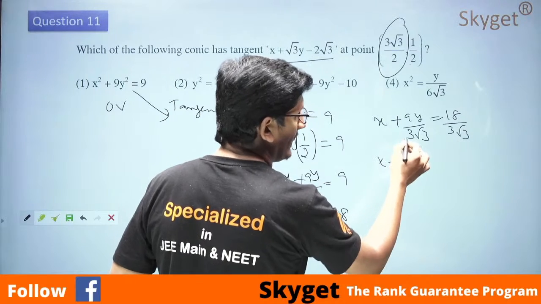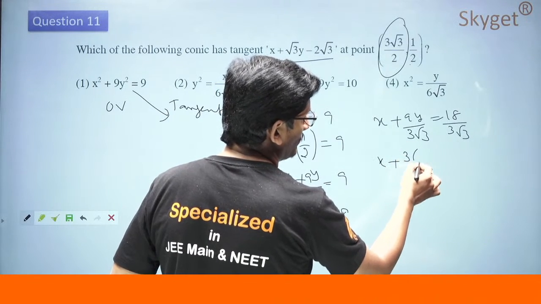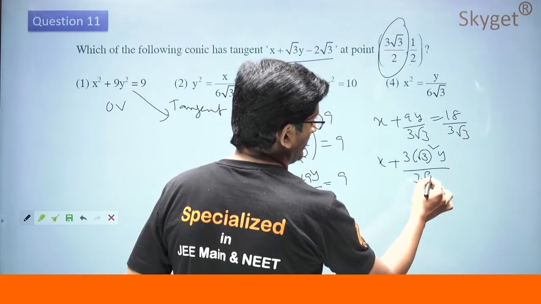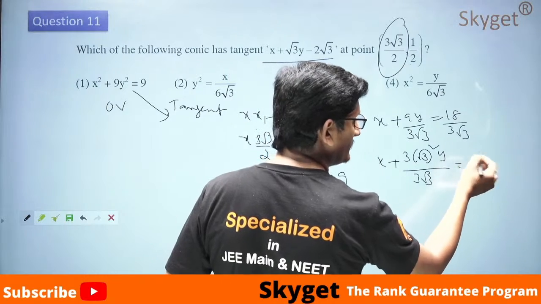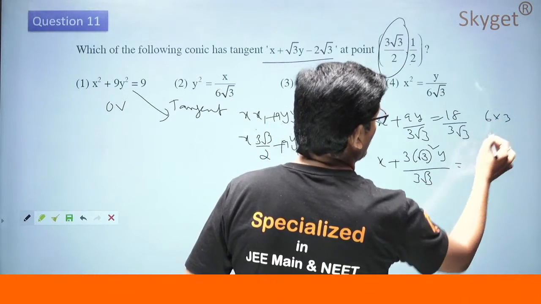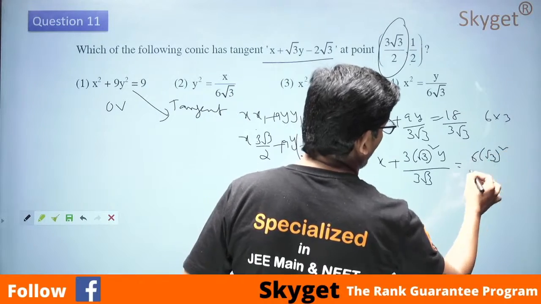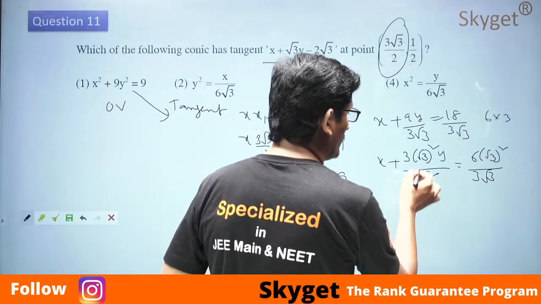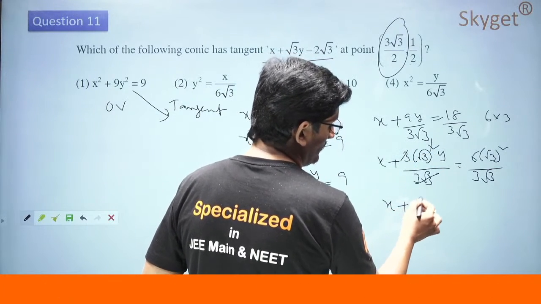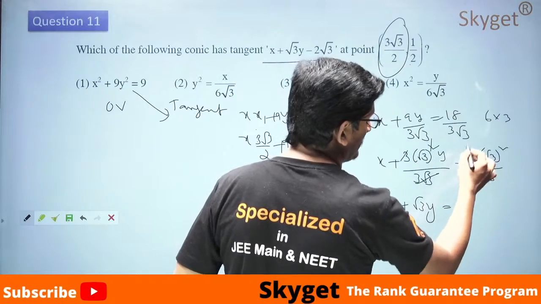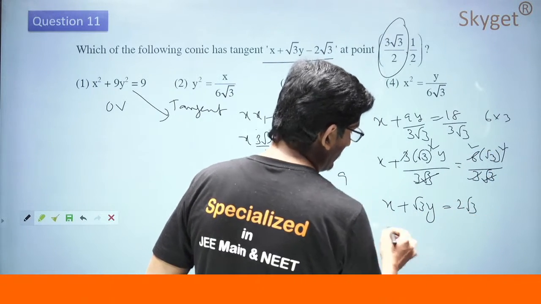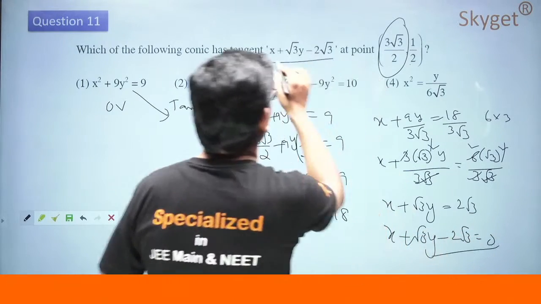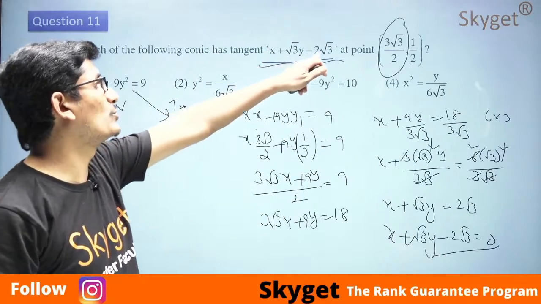So next, x plus 9 we can write here as 3 into root 3 whole square, y by 3 root 3 is equal to 18. 6 3s are 18. So 6 into root 3 whole square by 3 root 3. Root 3 whole square value is 3, 3 6s are 18. So 3 root 3 cancel. So we get x plus root 3 y is equal to 3 2s are 6 and 1 root 3 cancel, 2 root 3. So x plus root 3 y minus 2 root 3 equals 0.